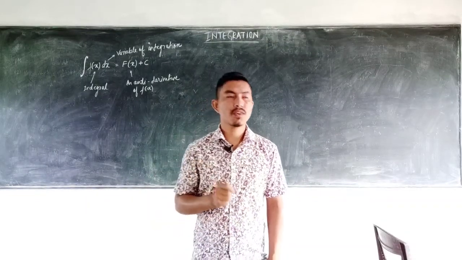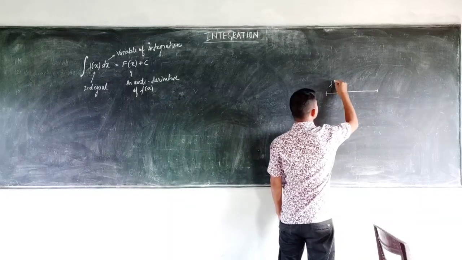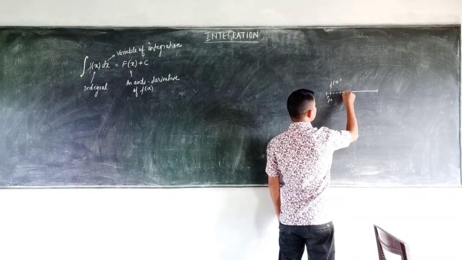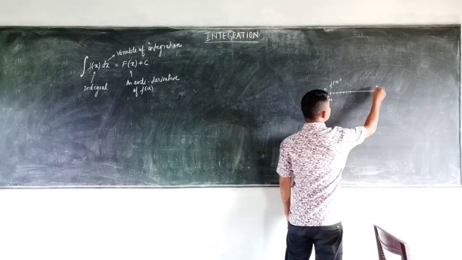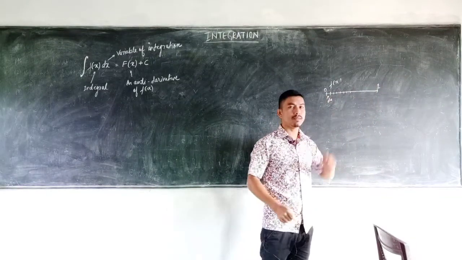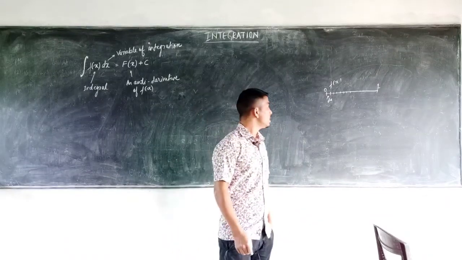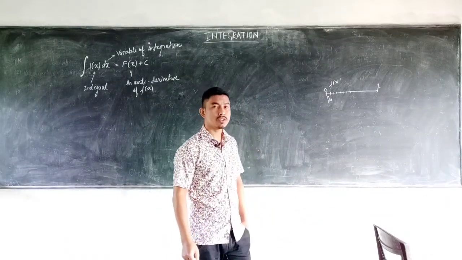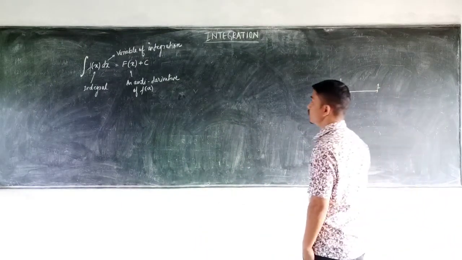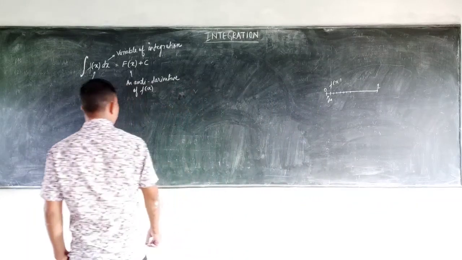If there is any function f of x which is divided into infinitesimal parts dx, ranging from a value of 0 to 1, what can I do? I can add this dx n times, but in the calculus notation we call it the integration of f of x with respect to dx. That is how we represent integration. So here we will be learning integration as an inverse process of differentiation.